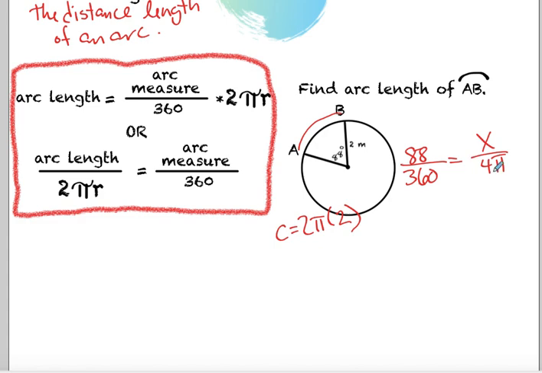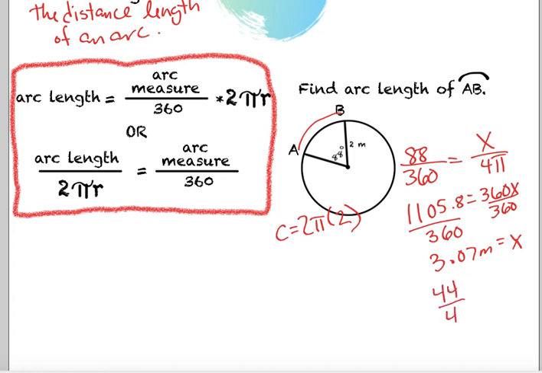So when you do 4 pi times 88, you get 1,105.8, and then 360x, and then we're going to divide by 360, and that gives us 3.07 meters for x. Now, if you wanted to keep it in terms of pi, you would do 88 times 4 divided by 360 and do like math enter if you had a graphing calculator, and that would give you 44 over 45 pi meters. But I think this one's probably going to be asking you just to round to a certain decimal value.